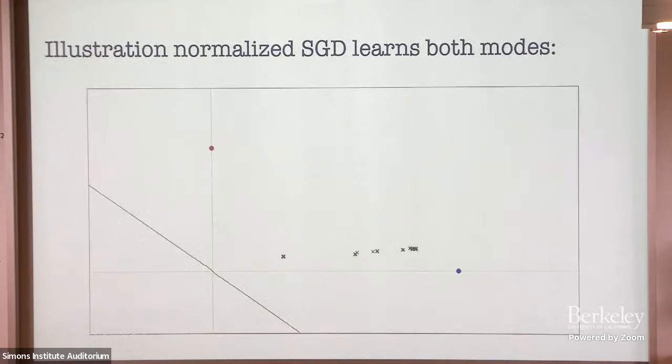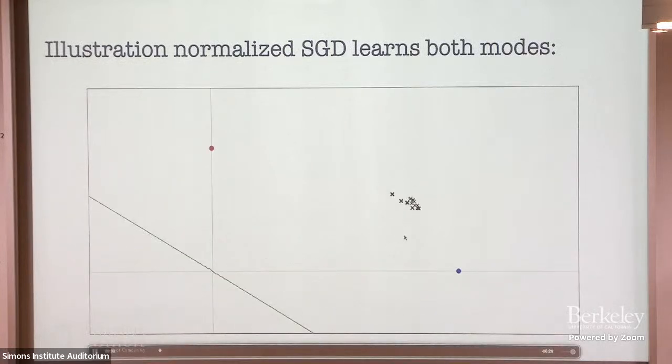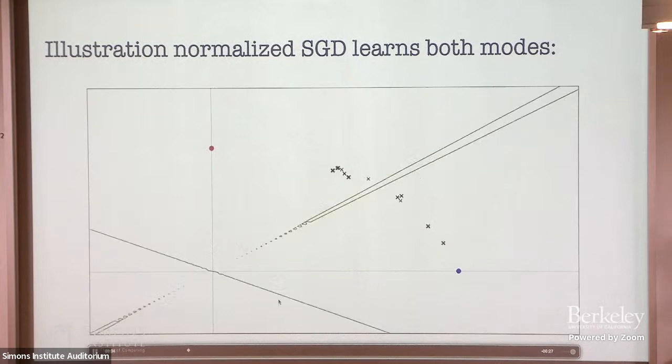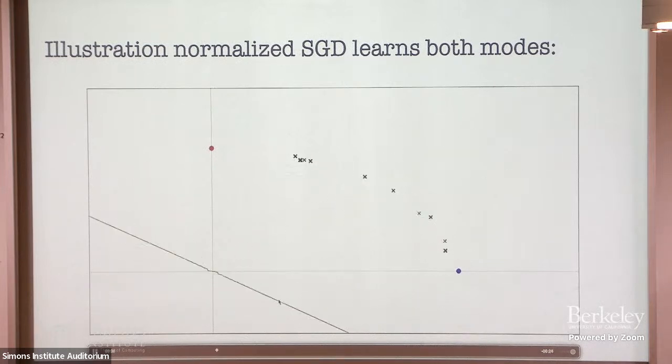So the illustration is the following. Because of the normalization of the gradient, the generator is able to learn something very quickly.